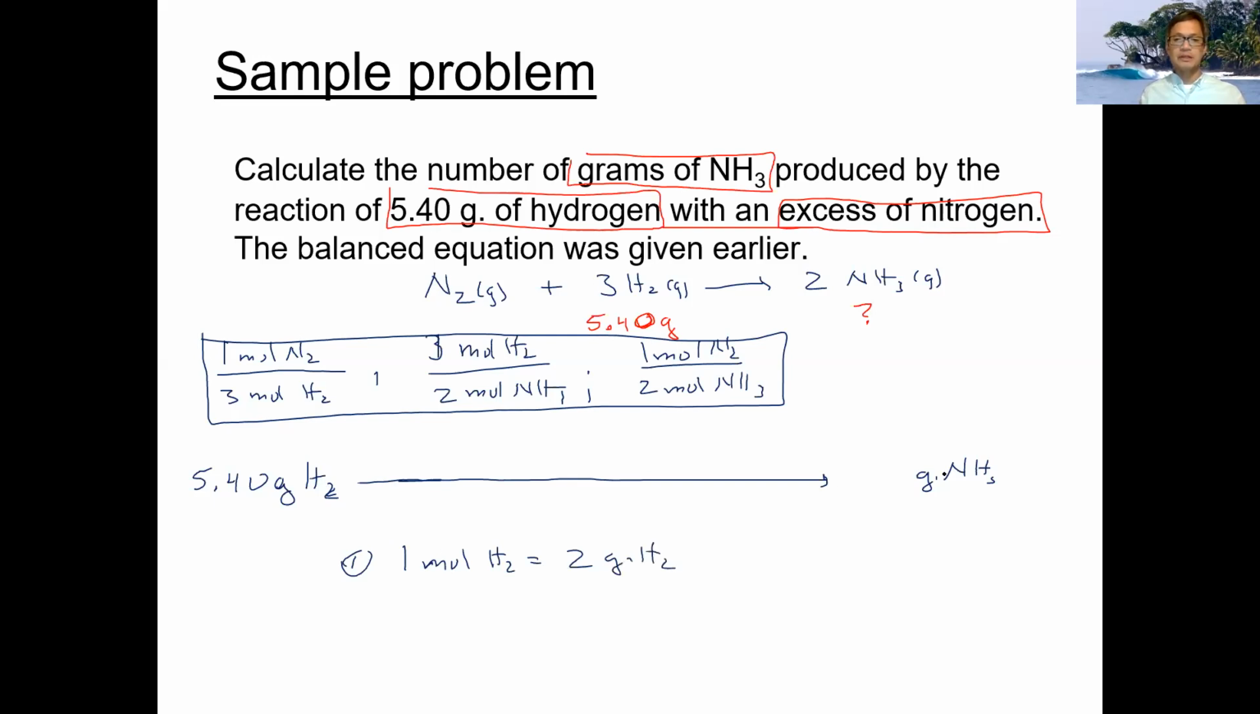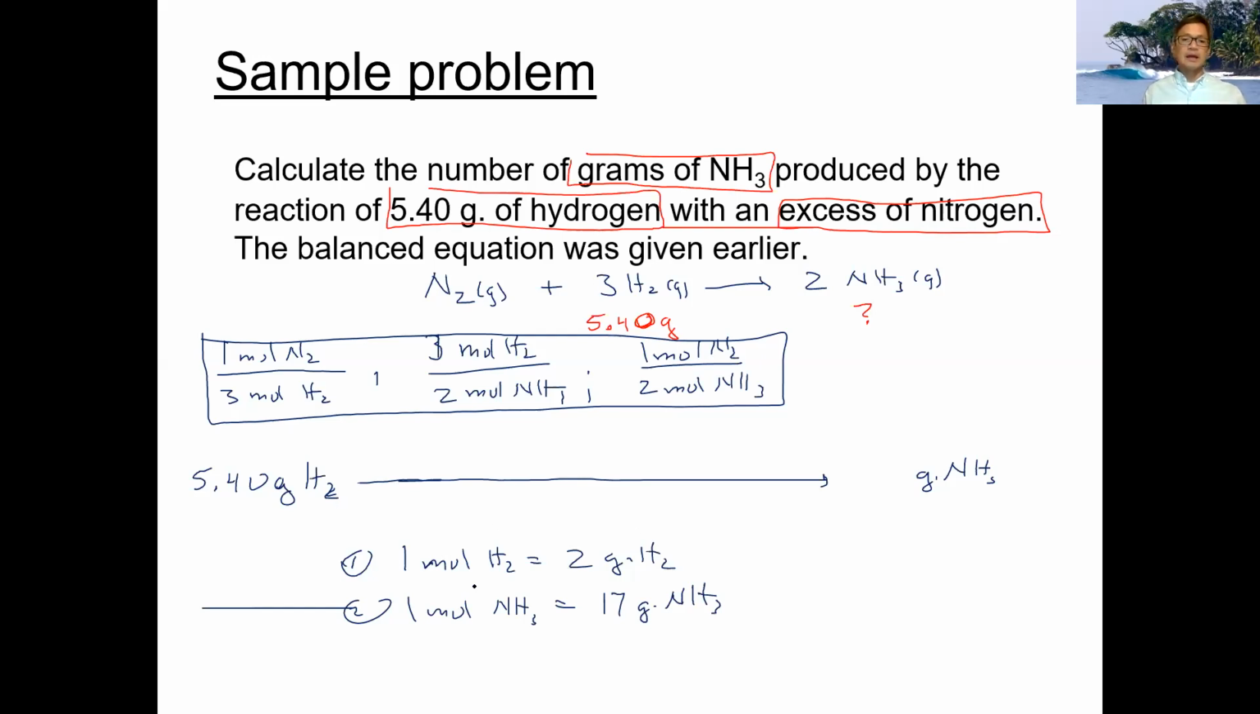Okay, we'll also need the molar mass of ammonia here. So let's go ahead and write that down as well, which is going to give us 1 mole of ammonia, and then that'll be 17 grams of ammonia. And so there it is. We have then moles and grams. There's grams of ammonia there. There's grams of hydrogen there.